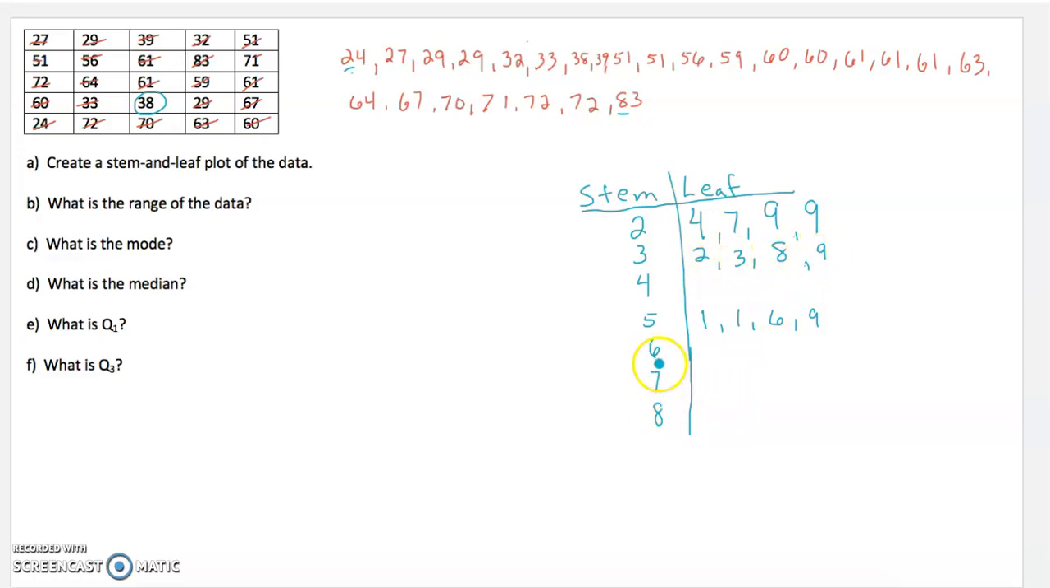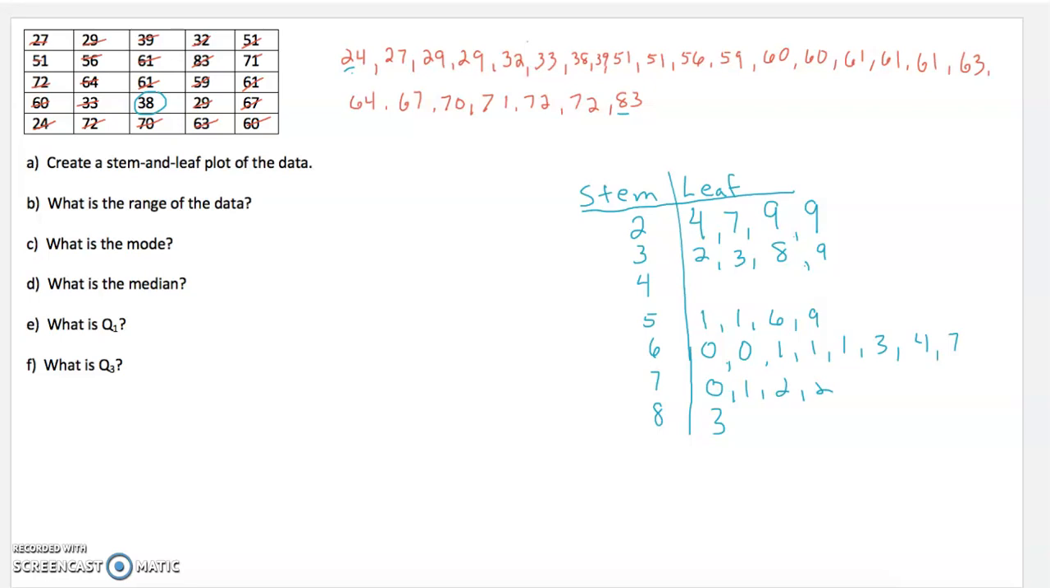All right, let's move on to the 6s. So for 6s, I'm going to have 0, 0, 1, 1, 1, 3, 4, and 7. And then for the 7s, I'm going to have 0, 1, 2, 2. And then for the 8, I'm going to have just a 3.